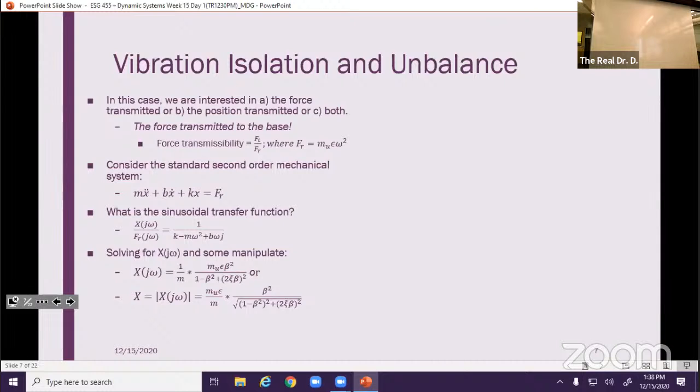But Dr. D, that's position. You said that we were interested in the force transmissibility. That's what you said up here. Right on. Wait for it. My mouse is not showing me there. It's right here. This is what you said right here. I did say that right there.